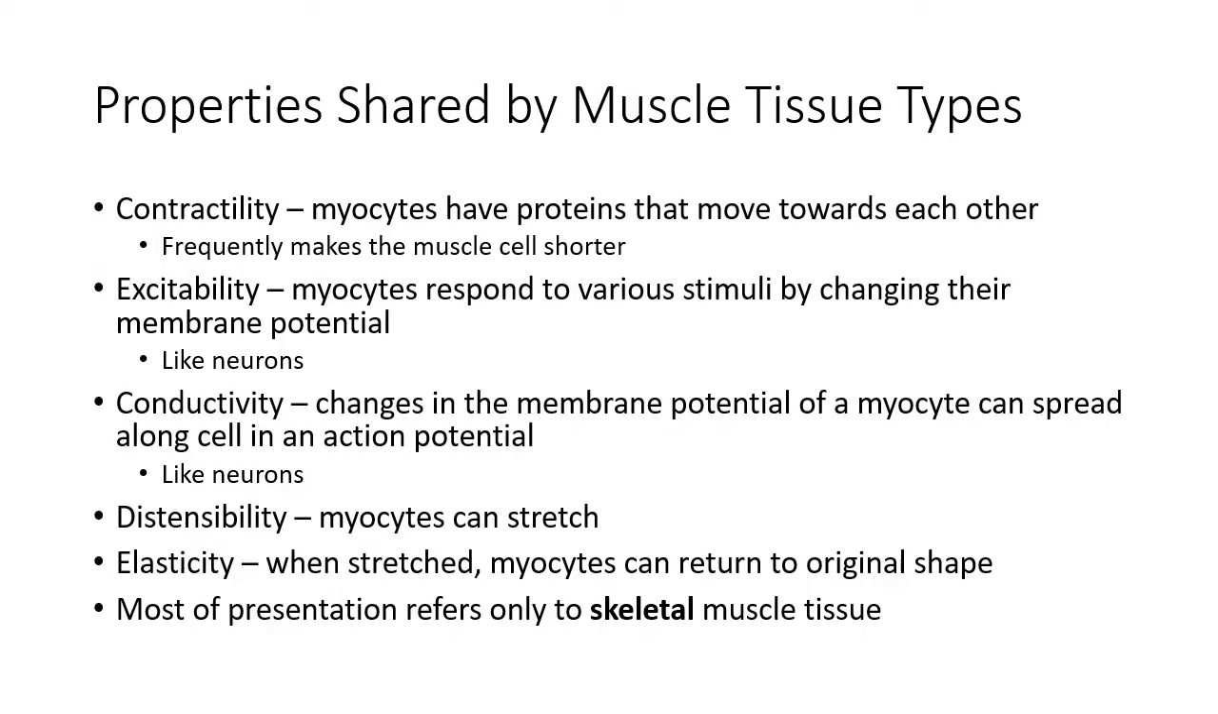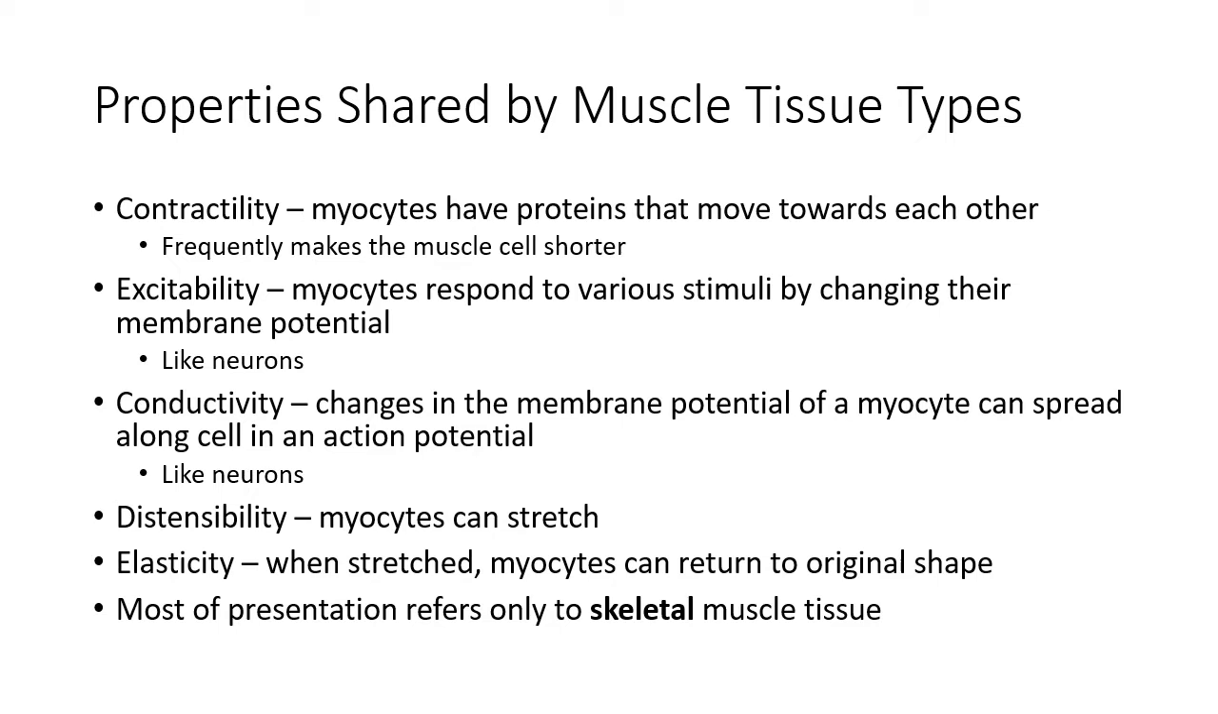For all types of muscle, skeletal, cardiac, and smooth, all of those tissue types share these 5 characteristics. First, contractility. So all muscle cells are able to contract. That usually means that the whole cell will get shorter, and is based on proteins inside of the cell that are able to move past each other and towards each other, sort of interlocking like if you were to interweave your fingers.